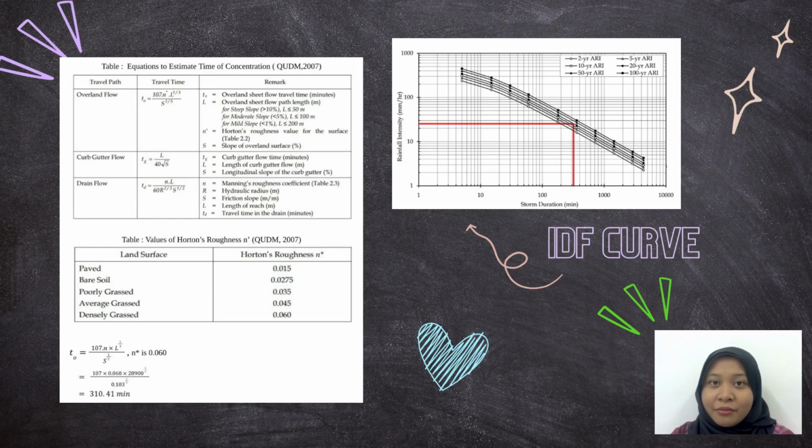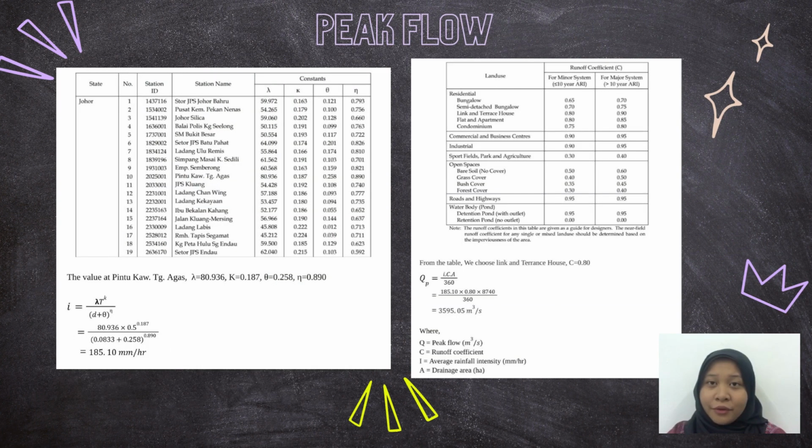For rational method, we plot IDF curve due to the travel time that we calculate is 310.41 minutes, and for the rainfall intensity we got 26 mm per hour. For peak flow, we got QP is equal to 3595.05 meter cube per second, and I is equal to 185.10 mm per hour.